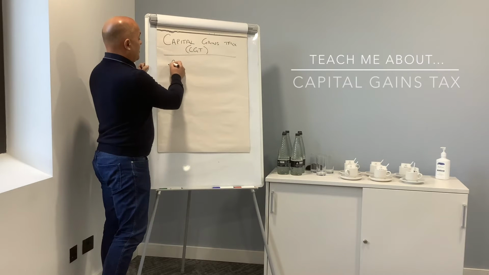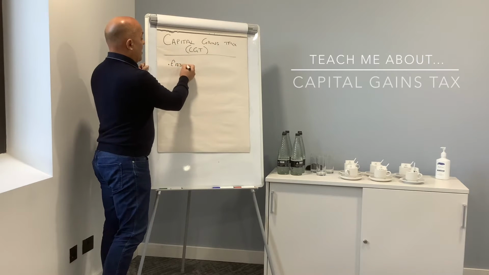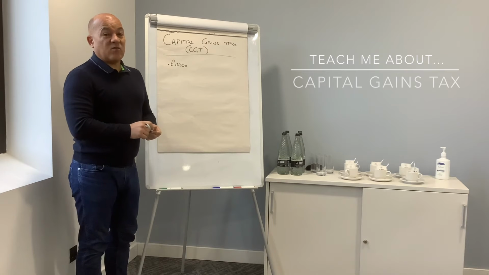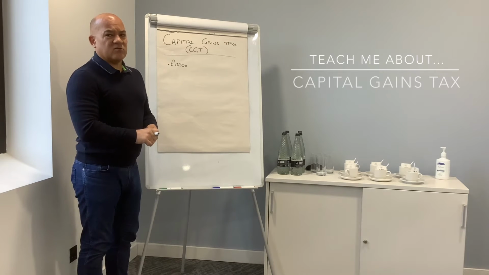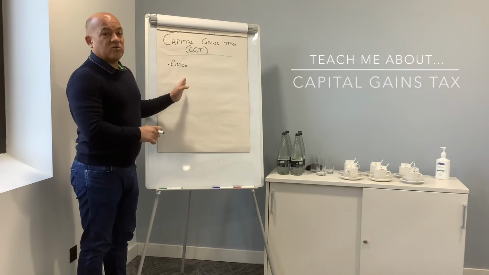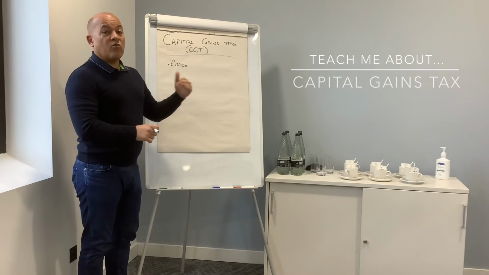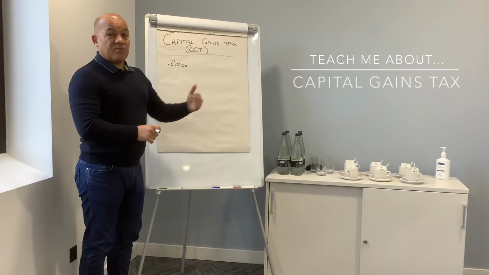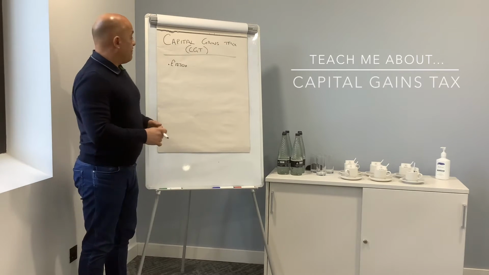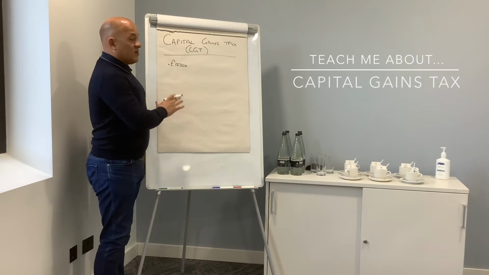The first is all people in the UK have a capital gains tax allowance, a bit like your personal tax allowance. That's at £12,300. So any gains beyond that are taxable, but anything beneath that is tax-free. Then you've got to consider where you are as a taxpayer.